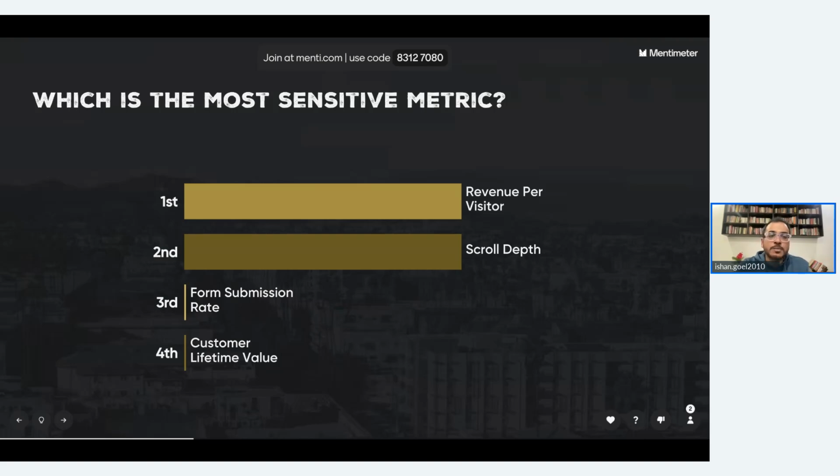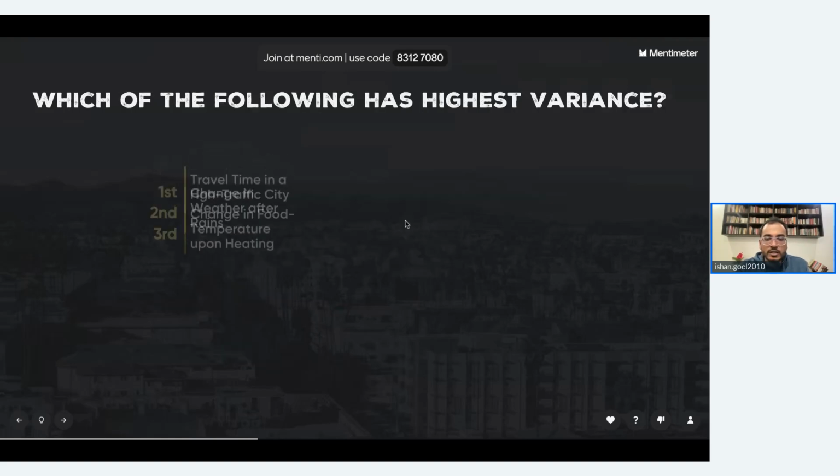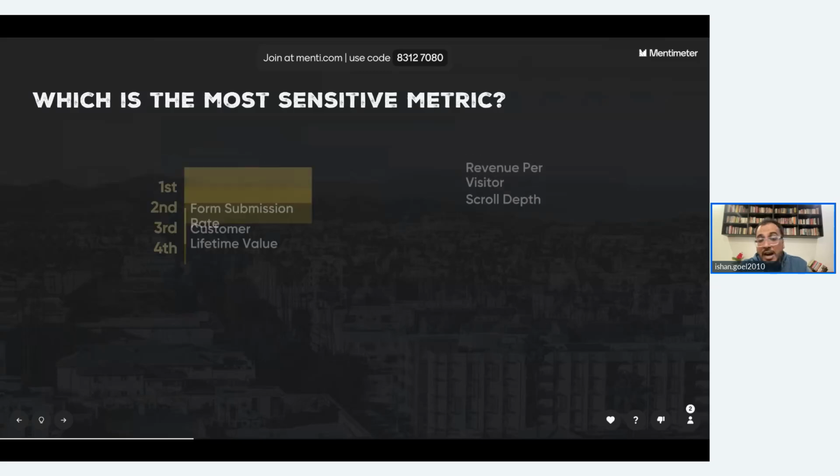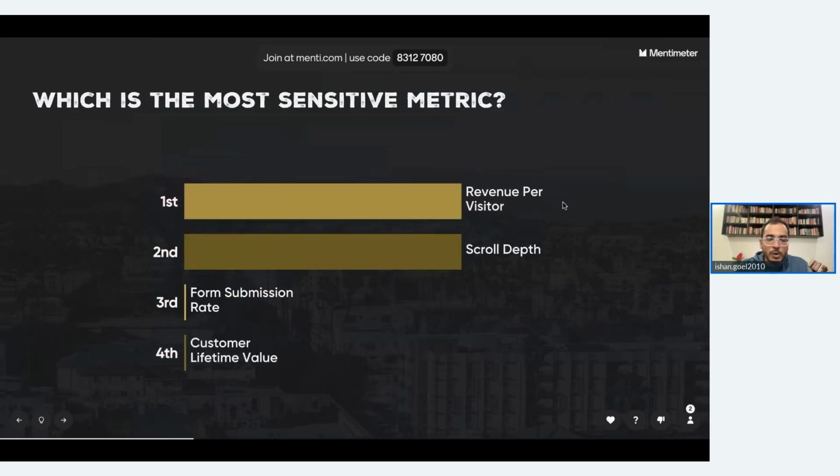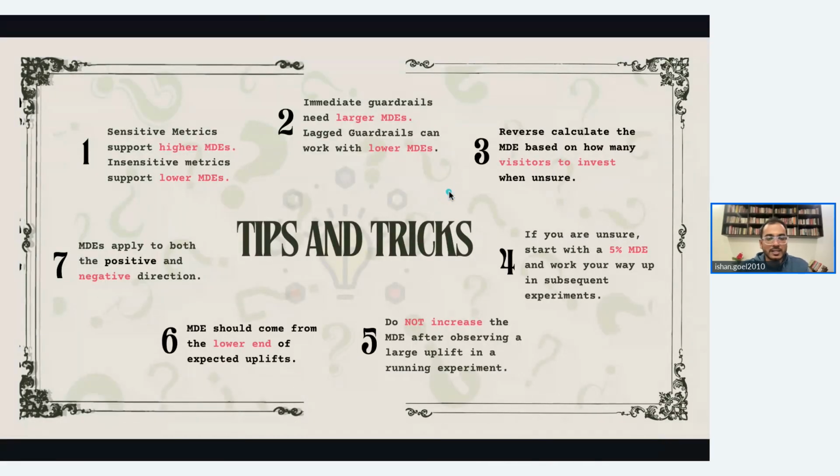Some changes might directly be picked up by revenue per visitor. So it depends on the change, but in the general scheme, scroll depth and form submission rates are upper funnel metrics. Revenue per visitor and customer lifetime value are lower funnel metrics. So yeah, I'm moving on. The next question is for after we talk about variance, so I am coming back to the slides to explain.